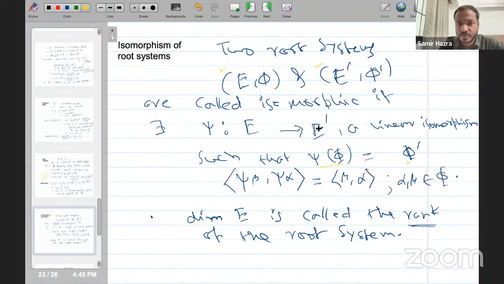So psi is a linear isomorphism from E to E dash, which takes phi to phi dash. If this condition holds, then this is called an isomorphism between root systems. So basically, the angular bracket of psi beta, psi alpha must be equal to the angular bracket of beta and alpha. Then we call phi and phi dash isomorphic root systems. And for a root system, there is also something called the rank of the root system, which is nothing but the dimension of E.